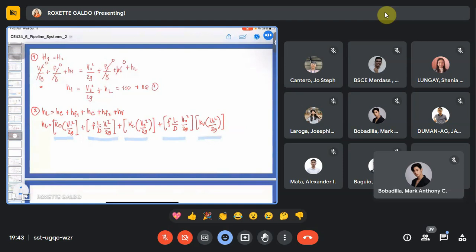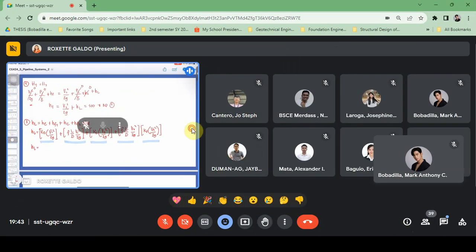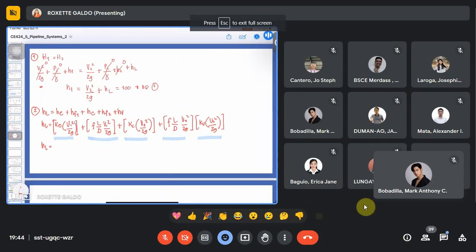The common thing there is the V2 squared over 2G. So we can also factor that one out, and we will have just two terms. From the first and second term, let us factor out V1 squared over 2G in both terms. So we are going to be left with KE plus F1 L1 over D1 times V1 squared over 2G.